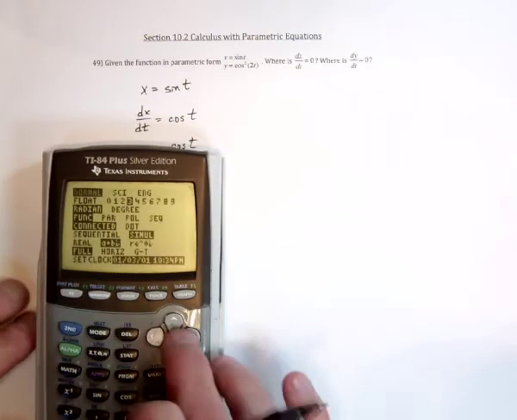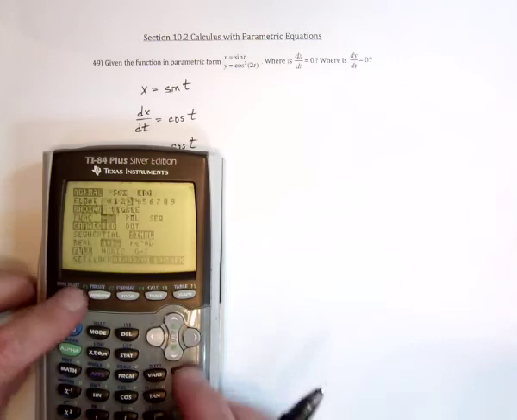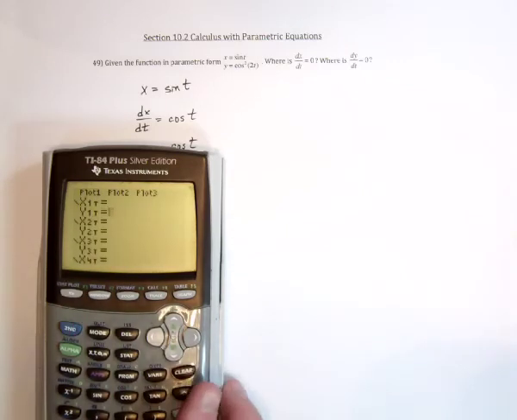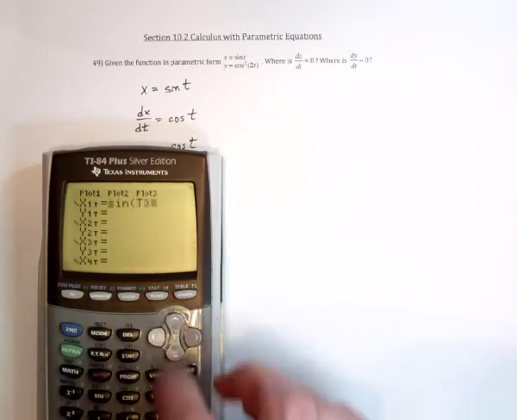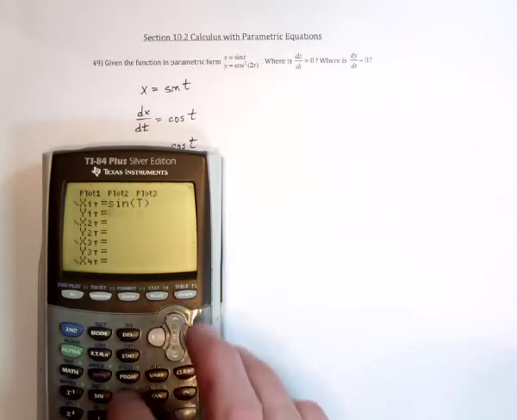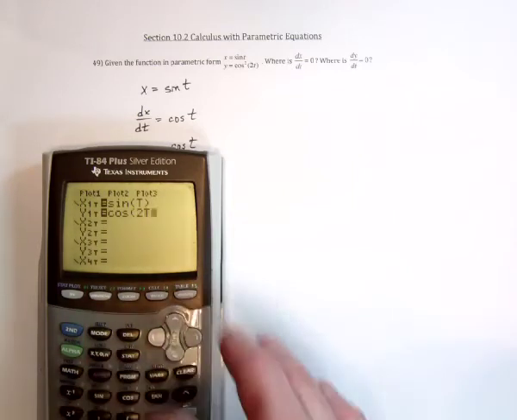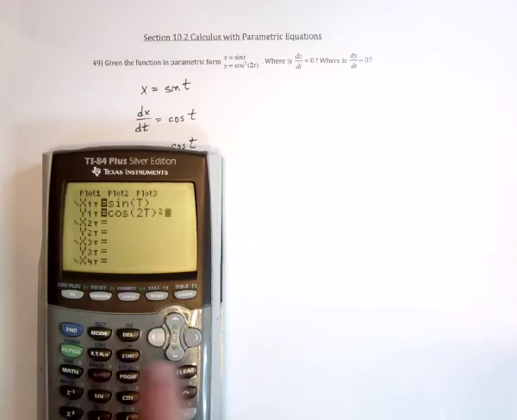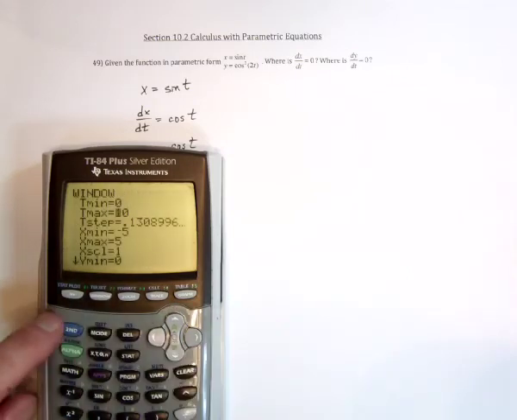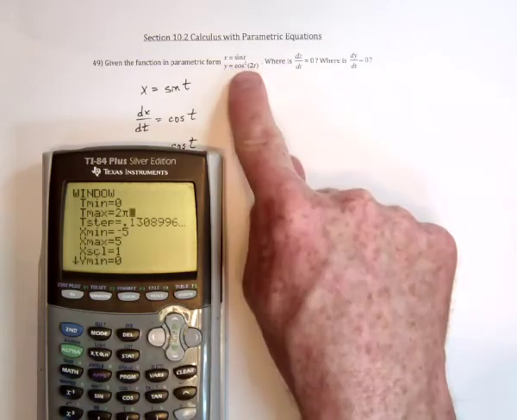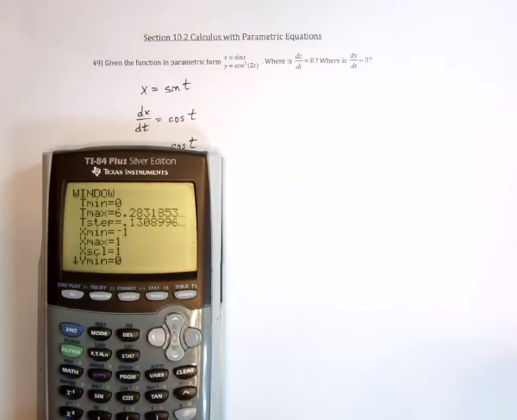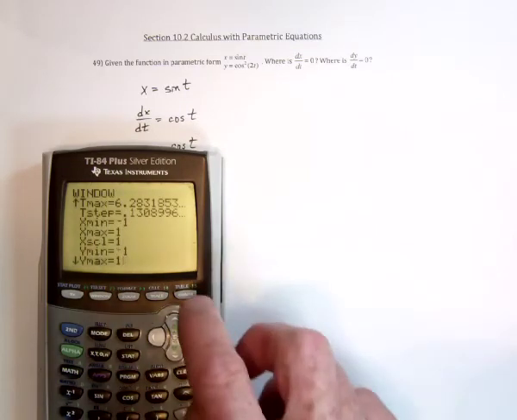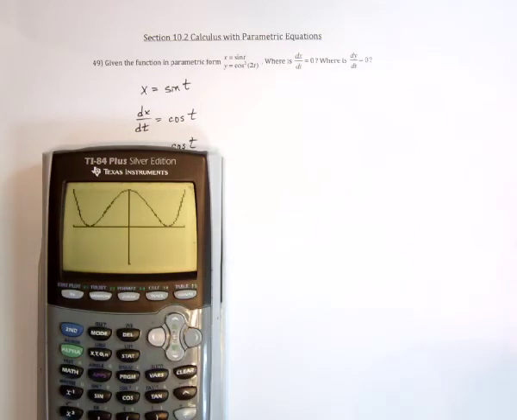So we need to change it back to parametric. Okay, so it's going to be sine of t for x and cosine squared of 2t for y. Since this is trig, we should have this going from 0 to 2 pi. Sine and cosine stay between -1 and +1, so that's what the x's and the y's should be. And then take a look at the graph. It's sort of a W.